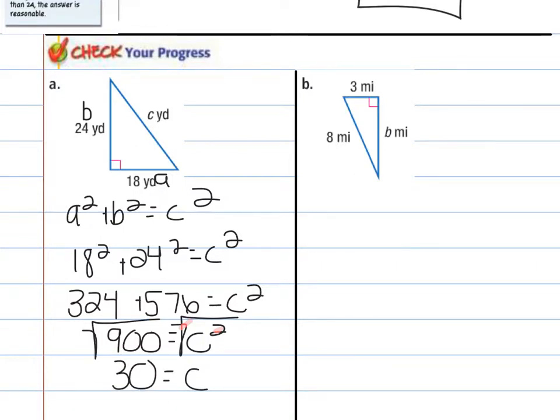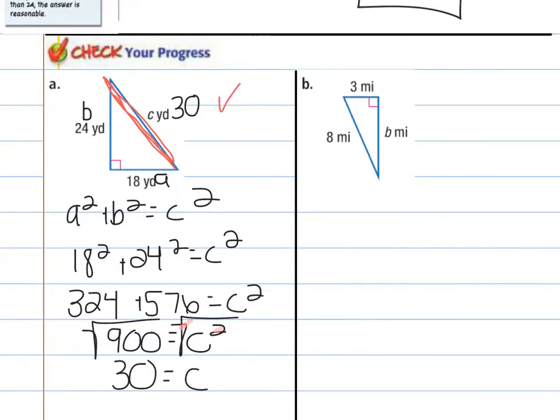And checking for reasonableness, the hypotenuse has to be the longest side, and 30 is the biggest number out of the side lengths of this right triangle, so this answer makes sense.